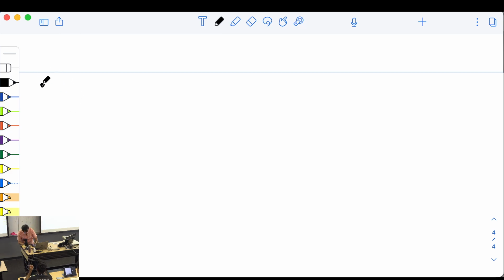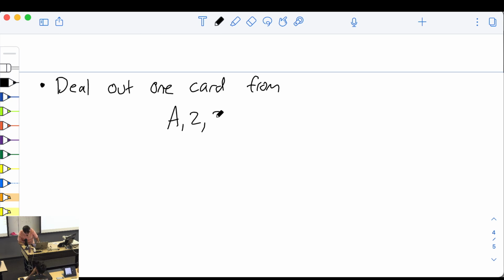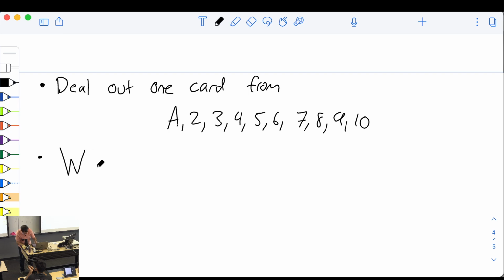So this was from last class: deal out one card from ace, 2, 3, 4, 5, 6, 7, 8, 9, 10. And the event we care about, the student wins the prize on the event. I'm going to call the event W. It's the event of A. So if an A comes up, then you get a prize. Otherwise, you get no prize.